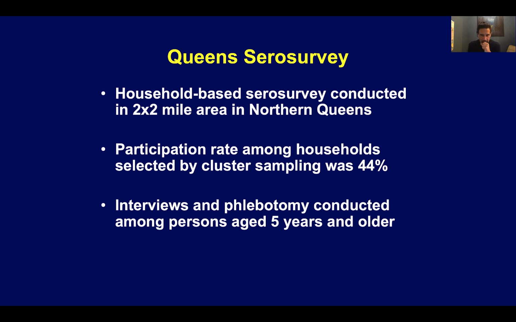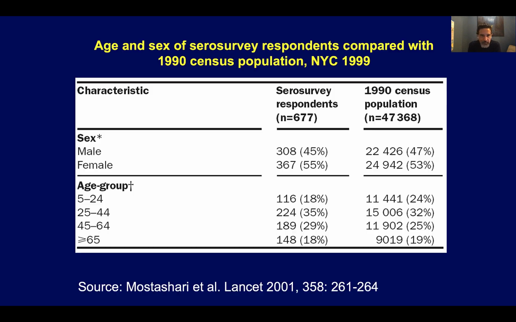of northern Queens. The participation in the household survey was about 44%, and we conducted interviews and blood specimen collection among people aged 5 and older. There were 677 respondents to the survey, and in the population in this 2x2 mile area, there were about 47,000 residents. We compared the characteristics of our sample to those according to the census, and for the most part, they were pretty well aligned with each other. Our survey sample was not that different from the population estimates from the census in 1990.